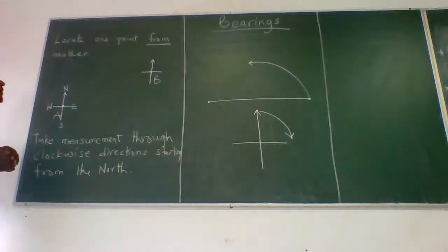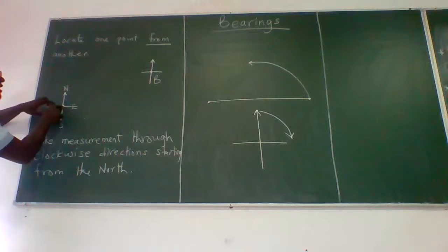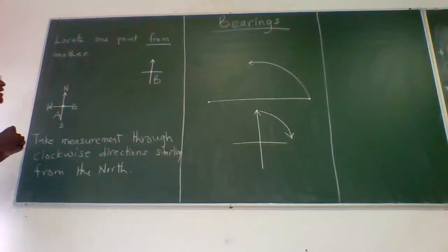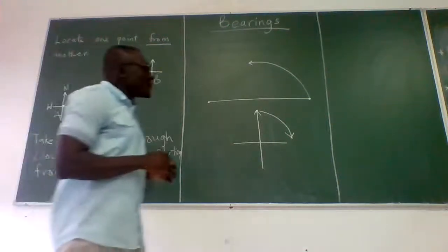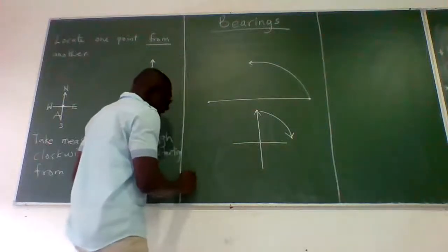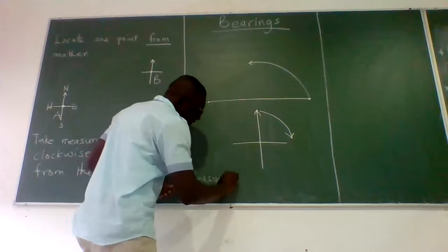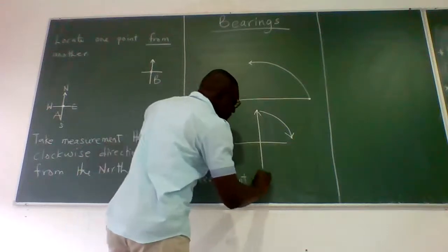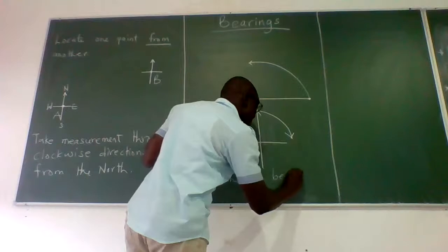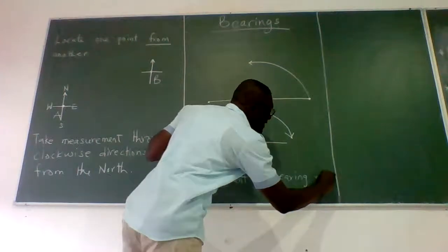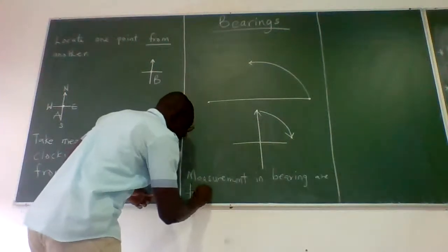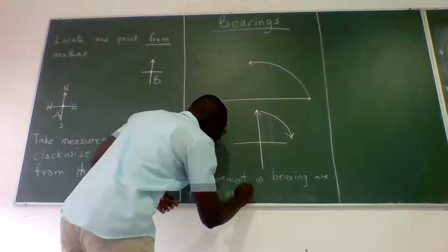You are going to make this cross bars at the point where you are told, and then you are going to just measure the bearings for us. Another thing you must also notice is that in bearings, measurements are taken in 3 figures.